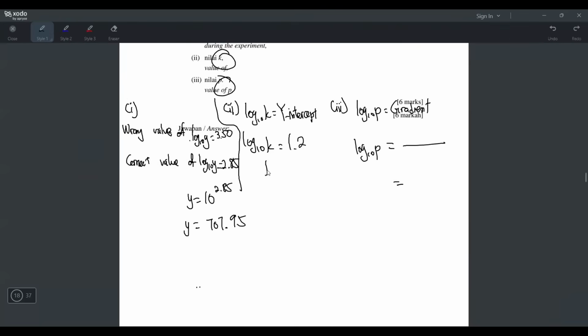And how to find K? Do anti-log. Okay, 10 power 1.2 like this. So the 1.2 becomes the power now. So what is 10 power 1.2? Okay, my calculator gives me 15.85. Right? So this is my K answer.